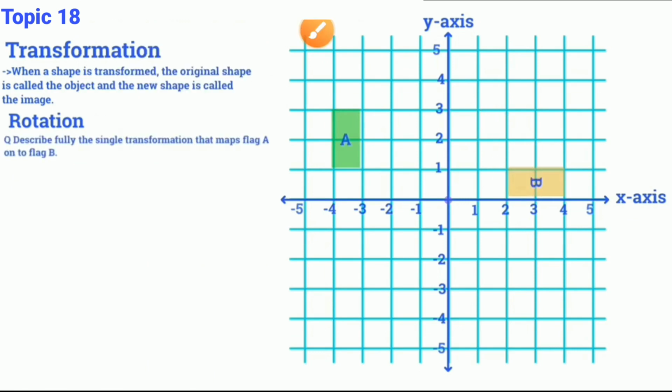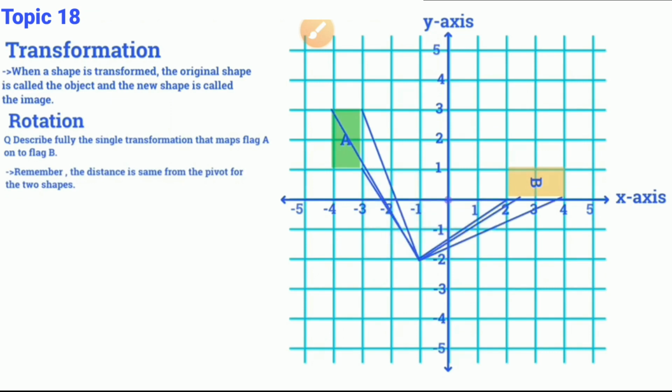Describe fully the single transformation that maps flag A onto flag B. Okay, this looks like a rotation, and now we need to find the center of rotation. Remember, the distance is the same from the pivot for the two objects. Pivot means the center of rotation. We need to know the distance. Okay, this is how you see the distance, which means this is the center of rotation. The pivot has been found.